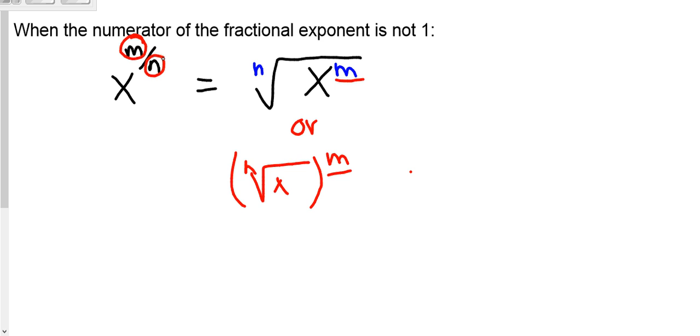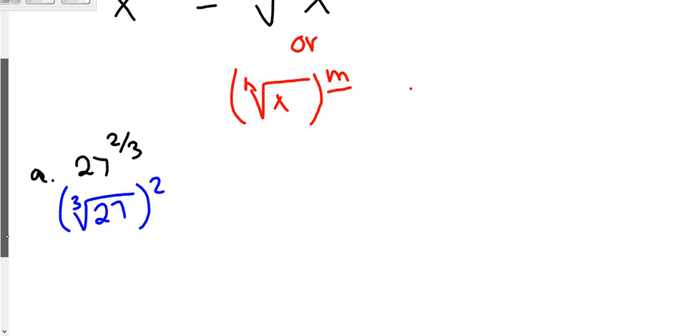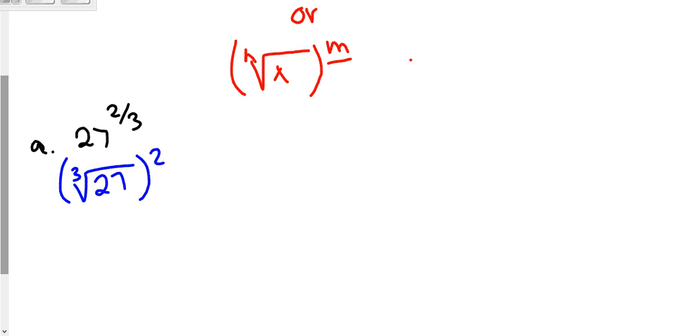Looking at a couple examples, we have a couple problems to simplify. For example, we have 27 to the 2/3. We can rewrite this in a couple ways. I don't want to square 27, so I would write this as the cube root of 27 all squared. We can take the cube root. The cube root is 3. 3 we can square is 9. So 9 is the simplified version of that.